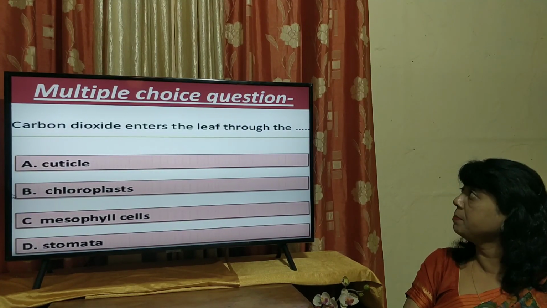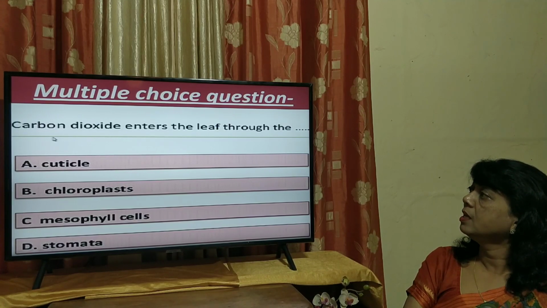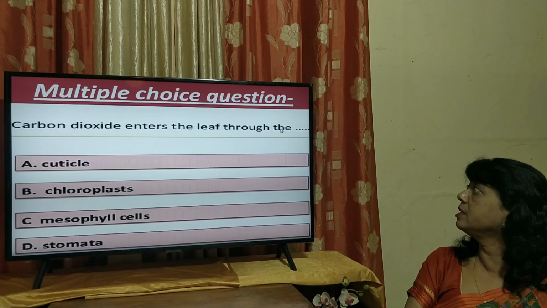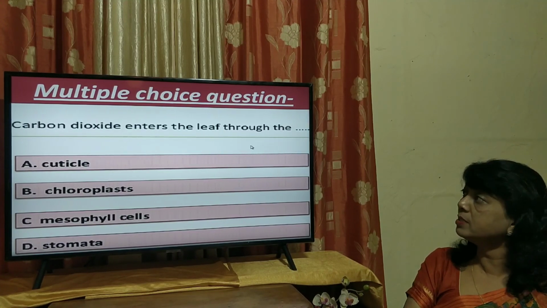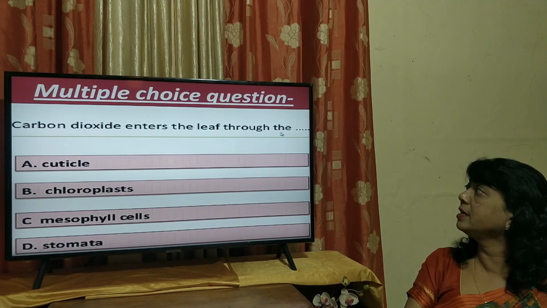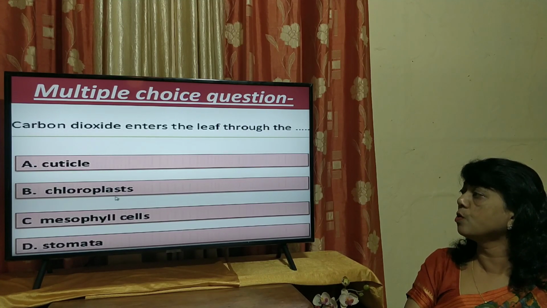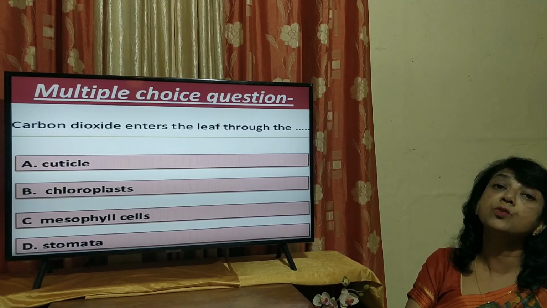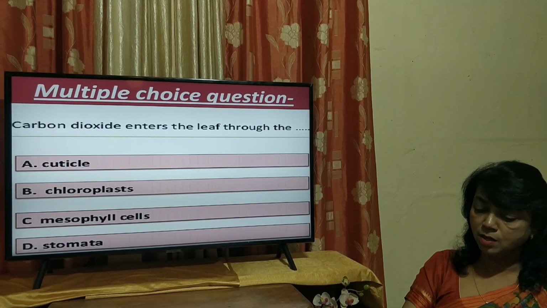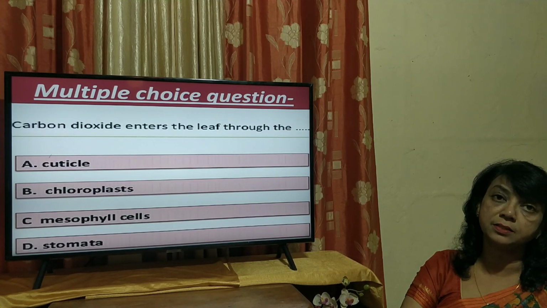We'll perform a multiple choice question. Carbon dioxide enters the leaf through the dash. Now, are you able to answer it? That carbon dioxide enters the leaf through what? Through cuticle, or through chloroplast, or through mesophyll cells, or through stomata. What should be the correct answer?